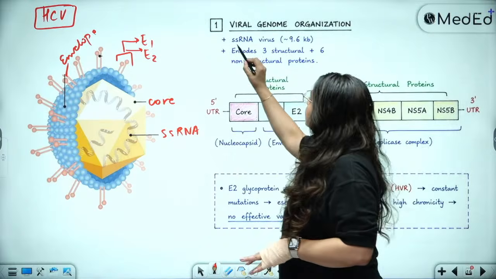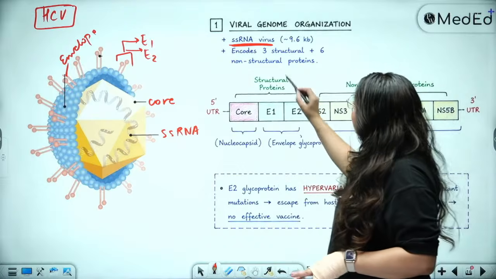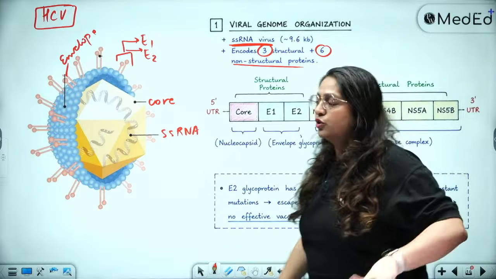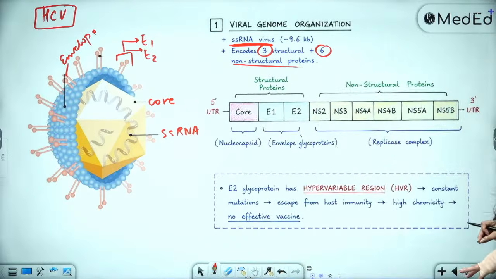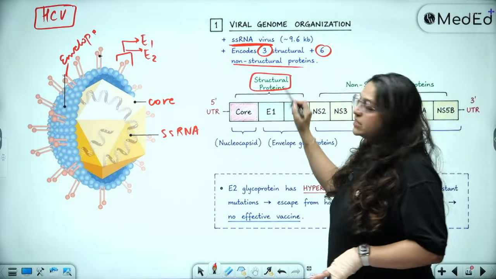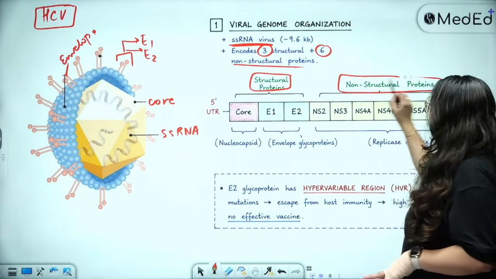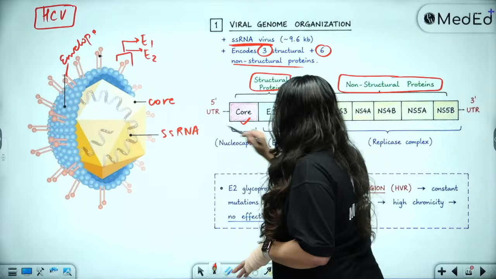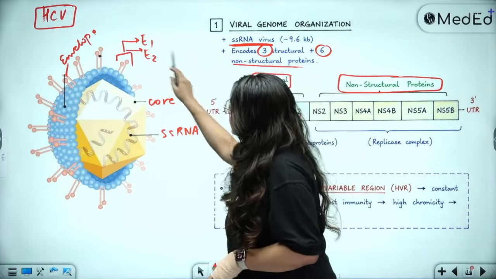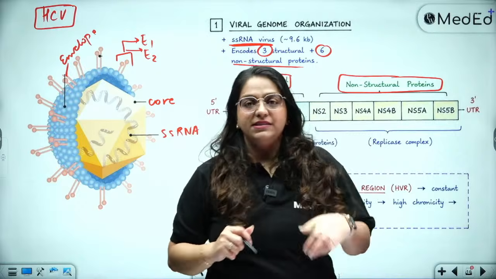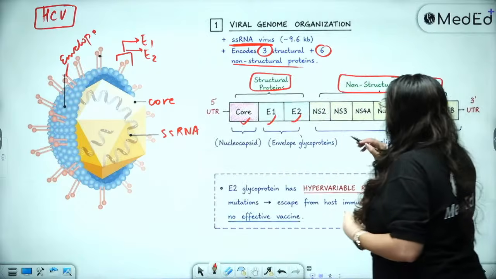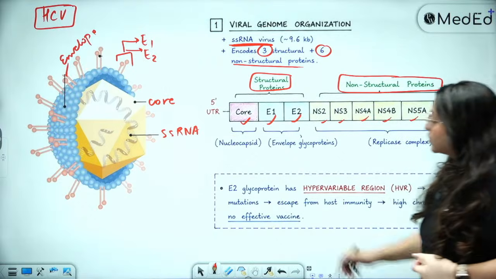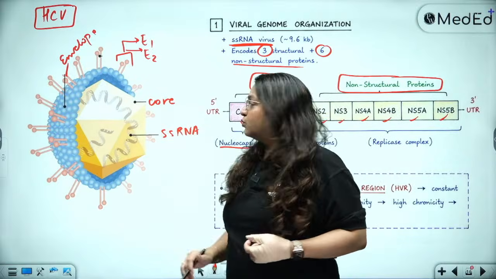What is the genome? Single-stranded RNA, and it encodes 3 structural plus 6 non-structural proteins. This is a must know about the genome. So you will simply draw a straight line, you will draw a genome, and you will say that there are 3 structural proteins which are coded and 6 non-structural proteins which are coded by this virus. So the 3 structural proteins are the core, the E1 and the E2, because these are what is making the main structure of the virus. Then the non-structural proteins are going to be non-structural 2, 3, 4A, 4B, 5A, 5B. Okay, the 6 guys are going to be here. What is the core going to code for? The nucleocapsid. What is a nucleocapsid?